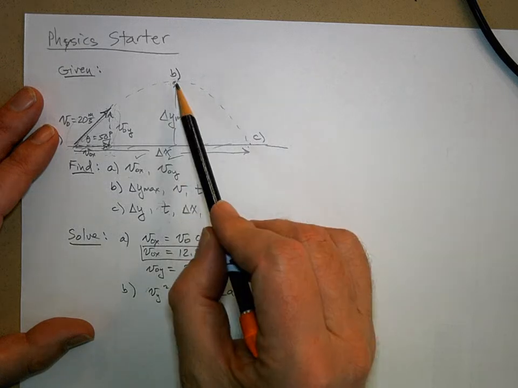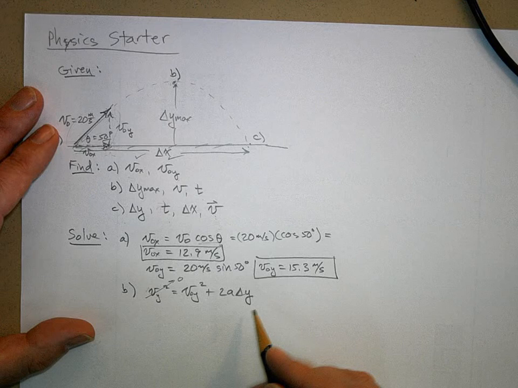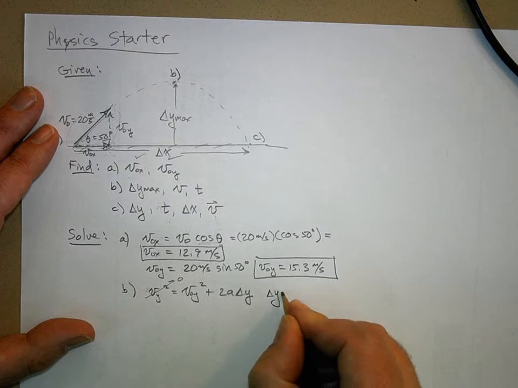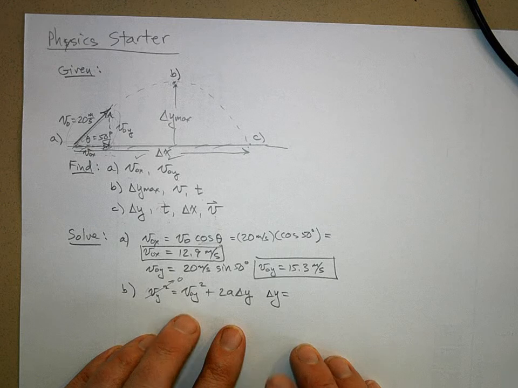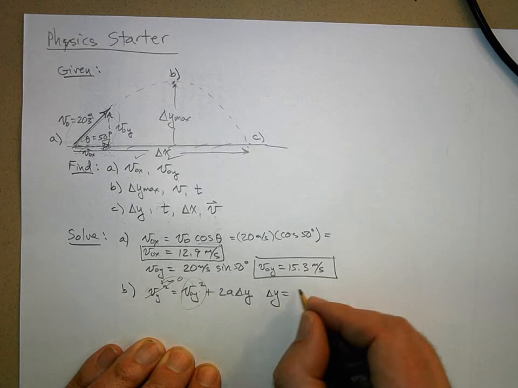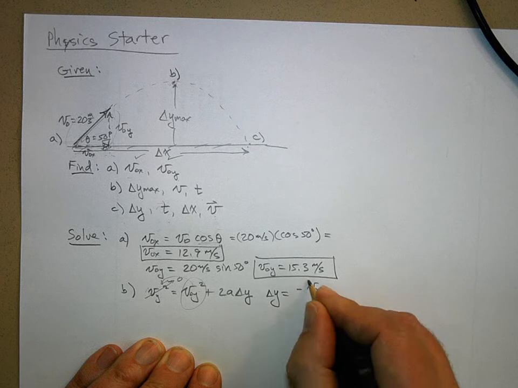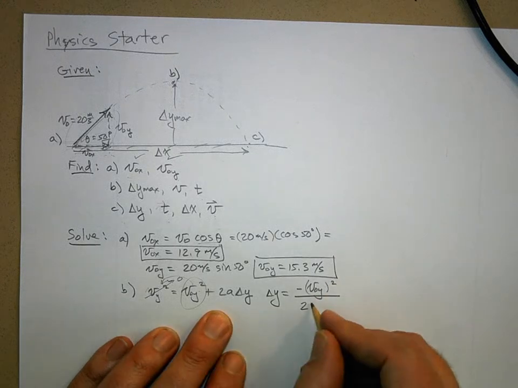Remembering that my final velocity in the y direction is 0, I'm going to take this and solve it for delta y. And I'm going to do it in one step just to save some room. So delta y is equal to, well, I'm going to subtract this to the other side. And that's negative v naught y squared over 2a.